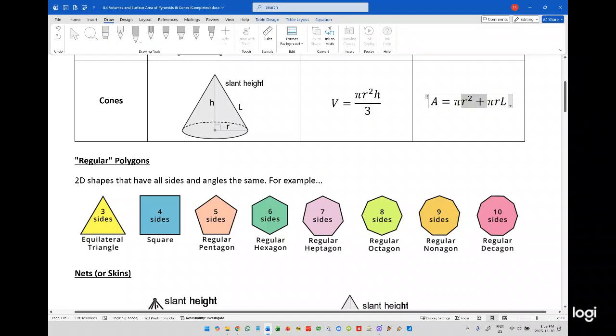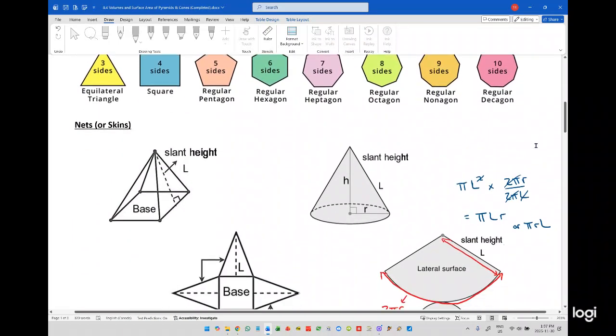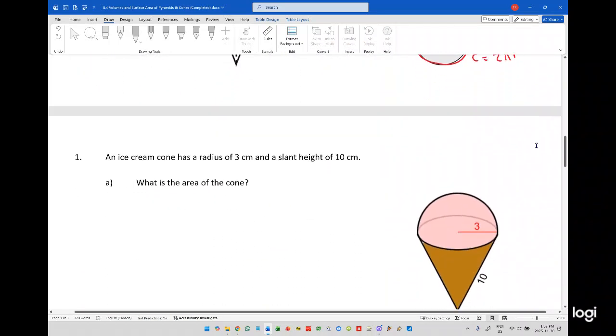So this is the area of the circular bottom, the pi r squared, and the pi rL is the cone piece, which is basically part of a larger circle with radius L. Okay, either way, you've got the formulas there that you can use. Let's go down and jump into just a couple of examples.